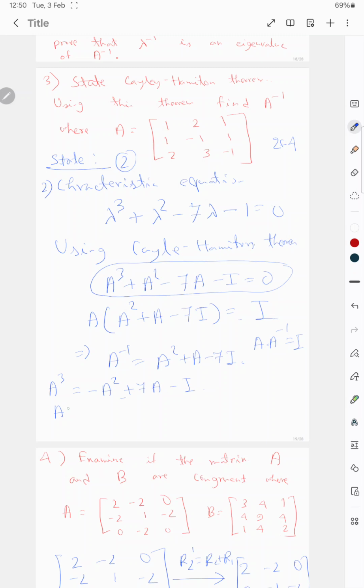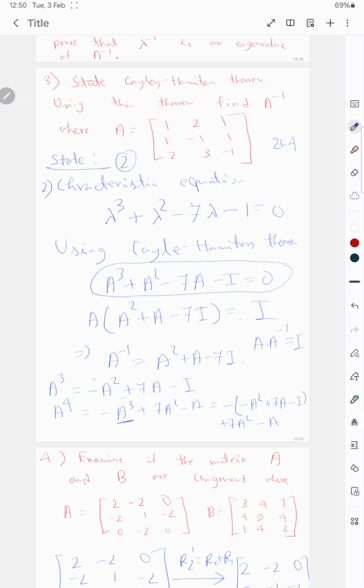Now if you find (A plus B plus C) to the power 3, the formula will be a little bit lengthy. You have to find any power. Suppose A to the power 4, what will you get? Minus A cubed plus 7A square minus A, right? Again in this expression you can substitute the value of the previous one, so minus of minus A square plus 7A minus I, plus 7A square minus A. So you are getting this A to the power 4 expression.